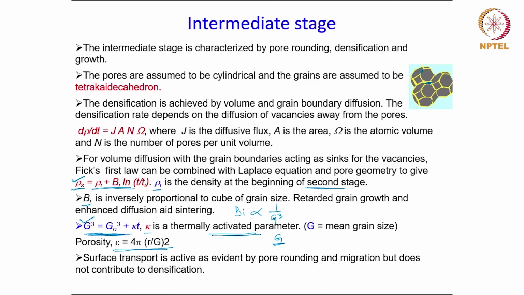The intermediate stage is characterized by pore rounding, which basically occurs by surface transport. Here the pores take up a cylindrical shape and the grains take up a tetrahedron kind of shape. And the main mechanisms of densification are volume and grain boundary diffusion. And here the grain size is dependent on the temperature. With an increase in the temperature, an increase in the grain size is expected, which leads to coarsening.